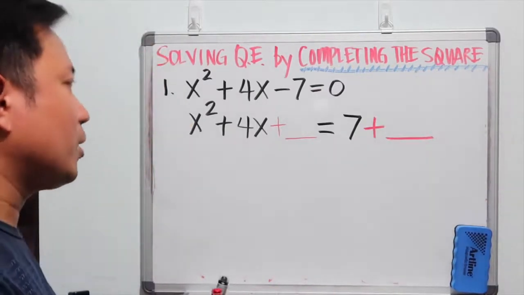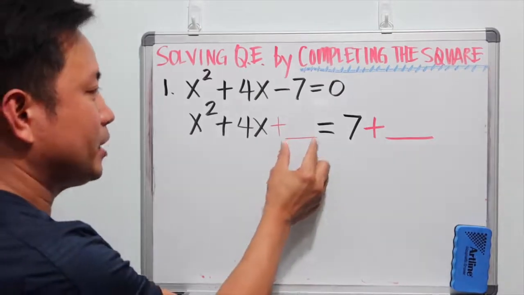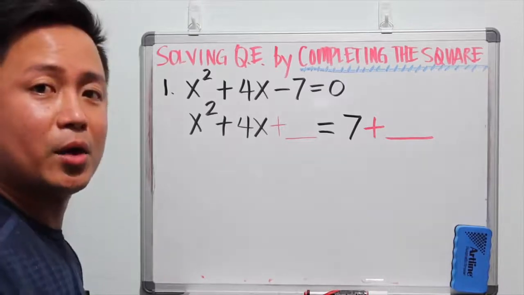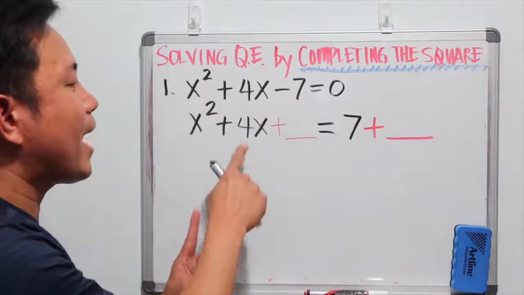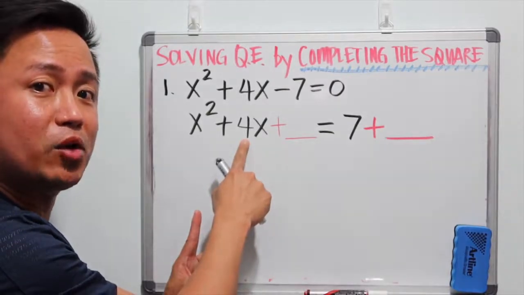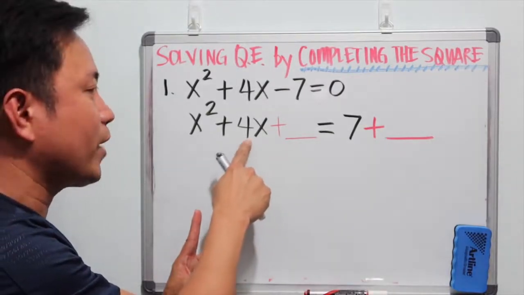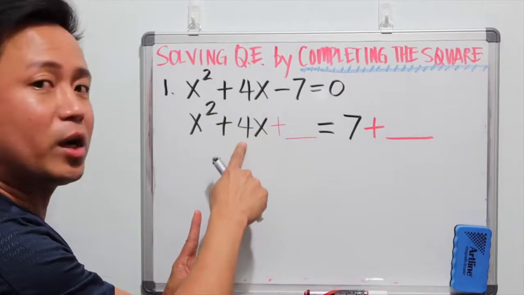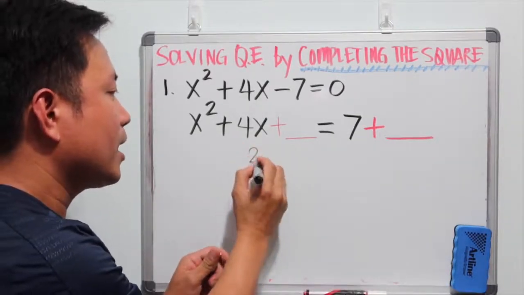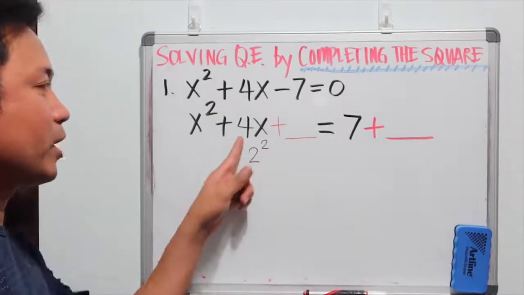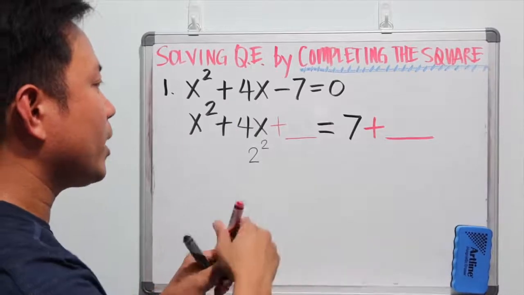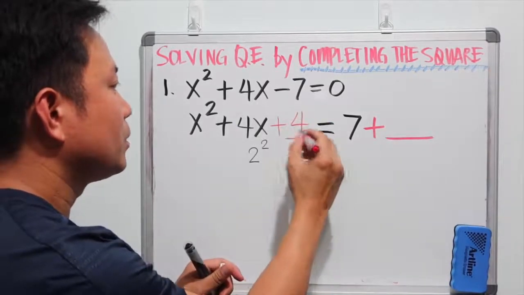So to figure out what's the number to be added on both sides of the equation, two things. First, you need to get half of the b value, or the b over a value, which is the coefficient of x. So half of 4 is 2, and then square it. Again, half of 4 is 2, squared is 4, which means we need to add 4 to both sides of the equation.